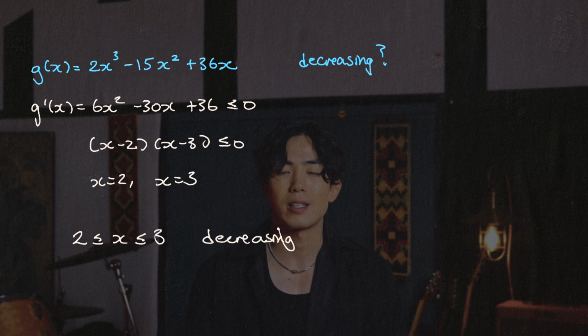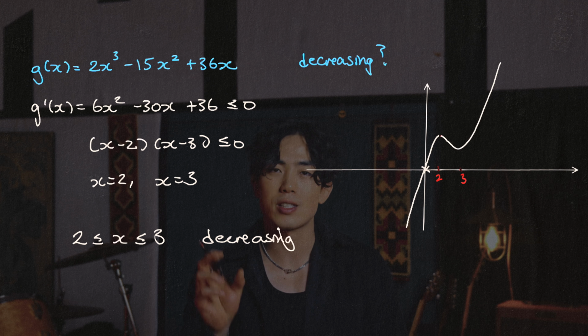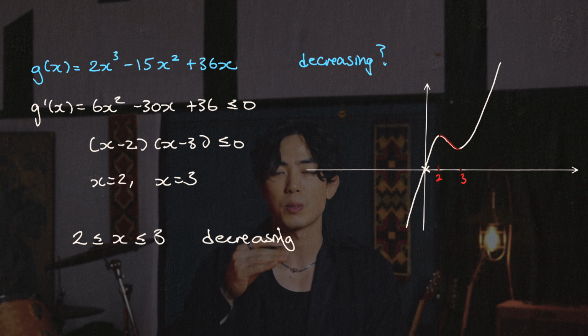We can actually see this in the graph if we were to sketch it. So let's sketch the g of x graph, and you can see in the portion between 2 and 3 that the graph is moving downwards, which makes sense, right? Let's try one final one.